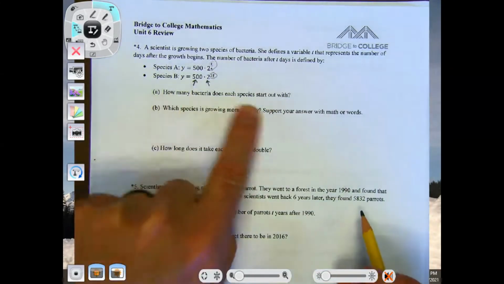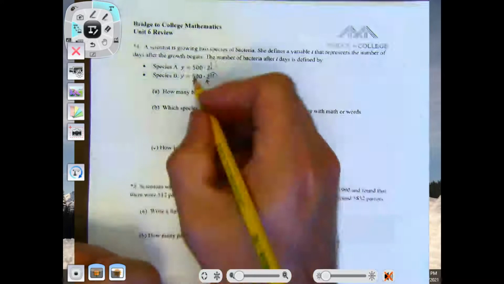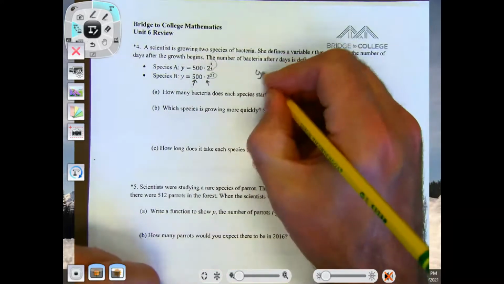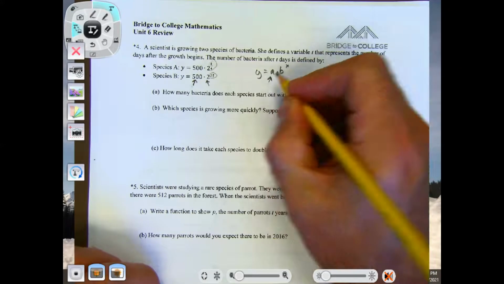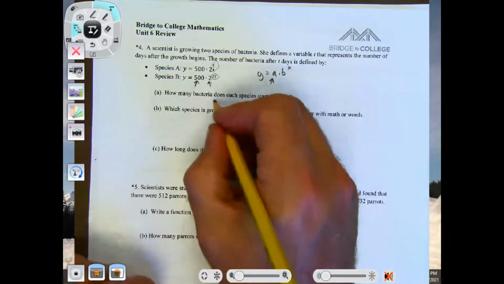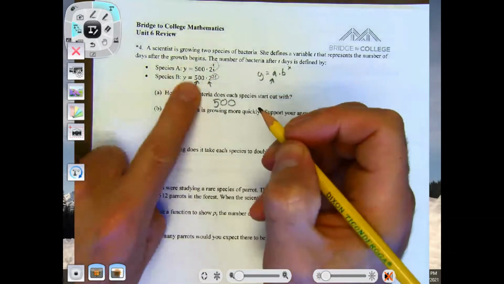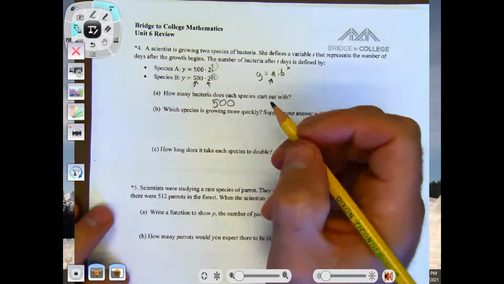So how many does each species start out with? Well, that's pretty easy. That's this A value, y equals A times B to the x power. This is my starting value, and in this case, it's 500. So both of them start with this first number.